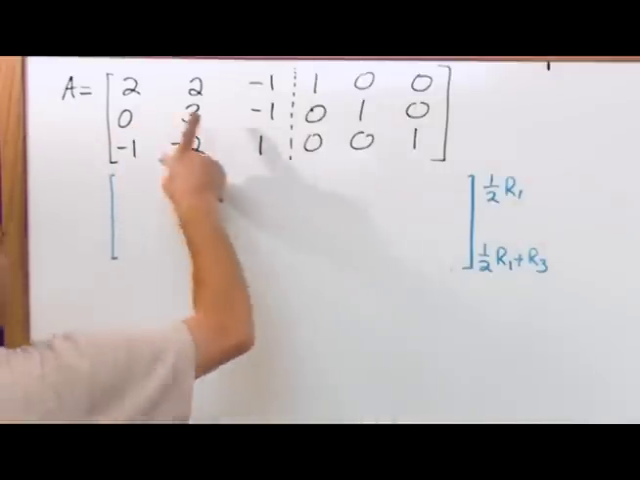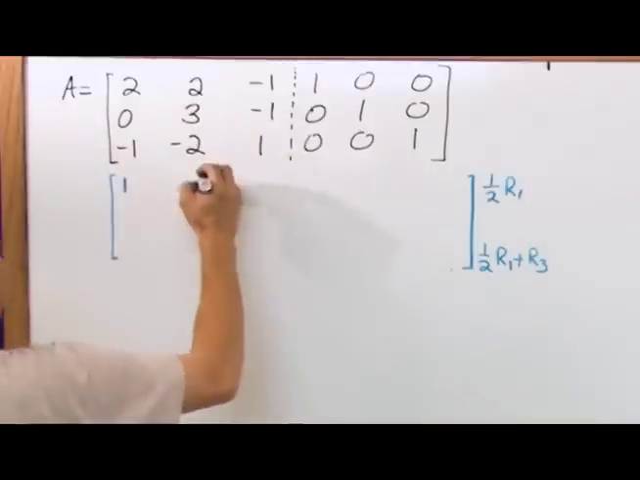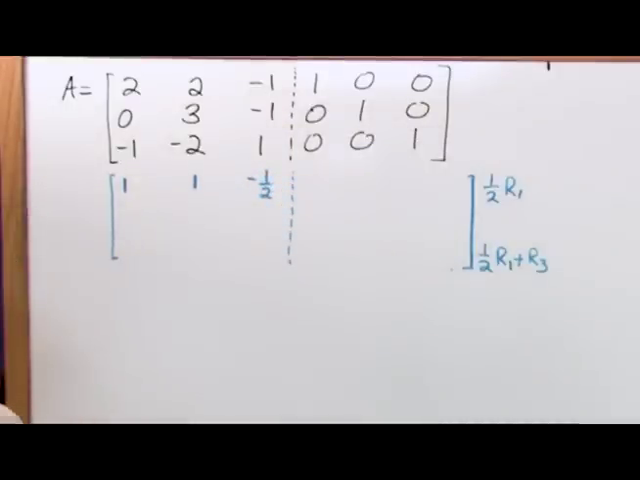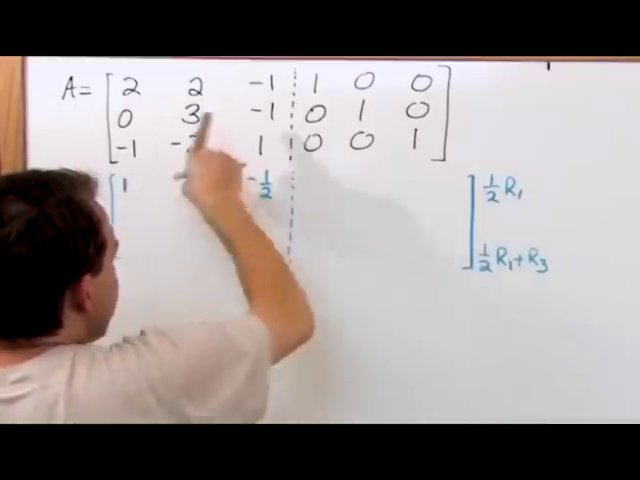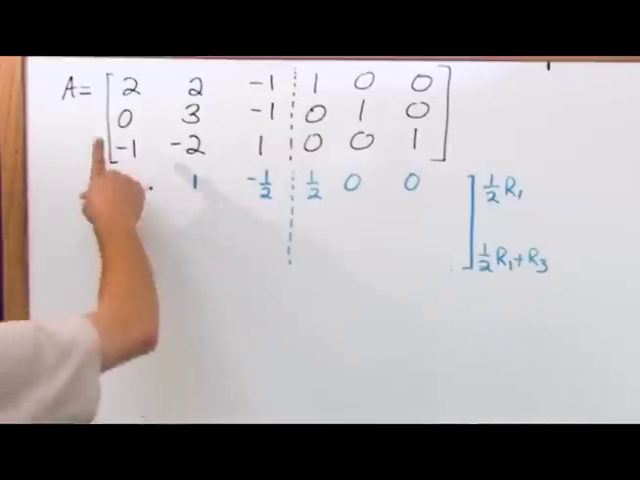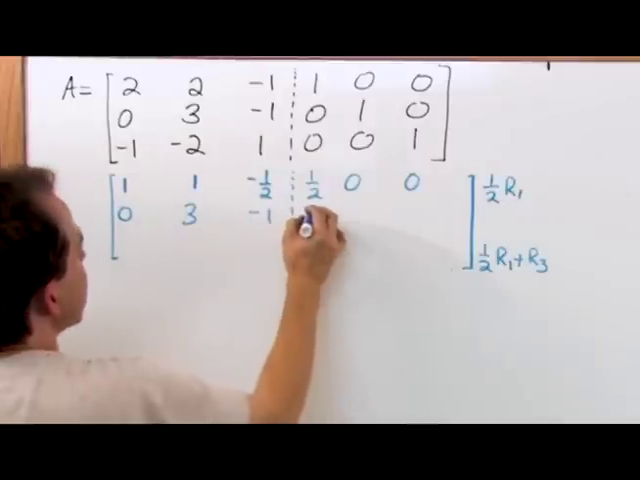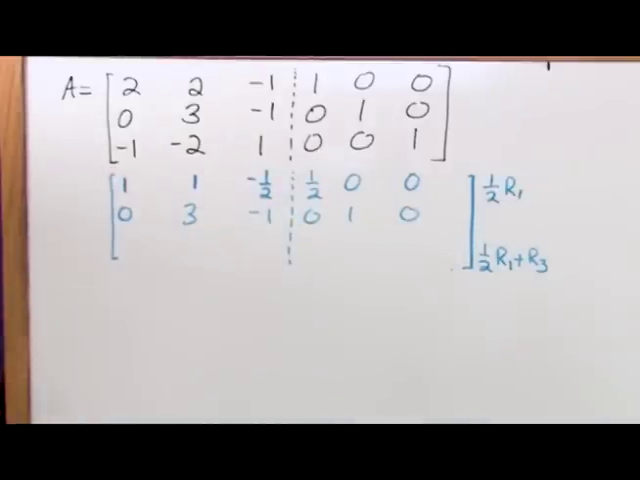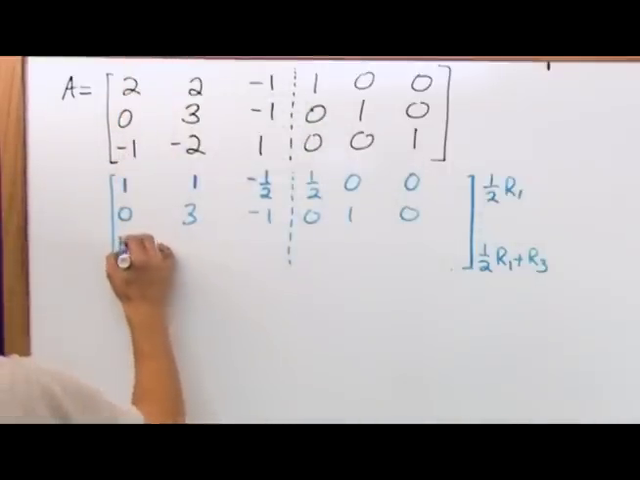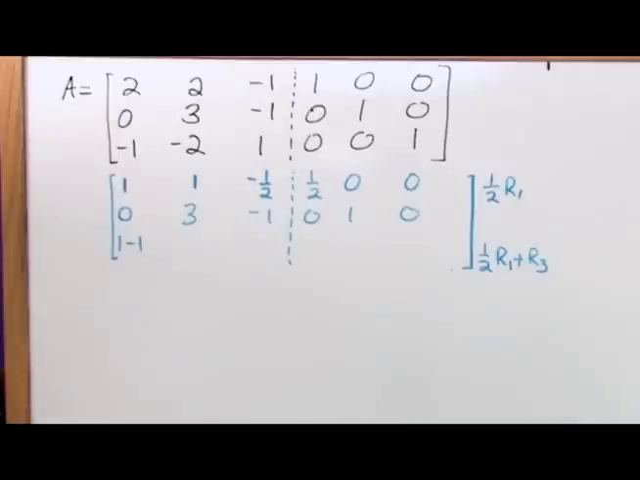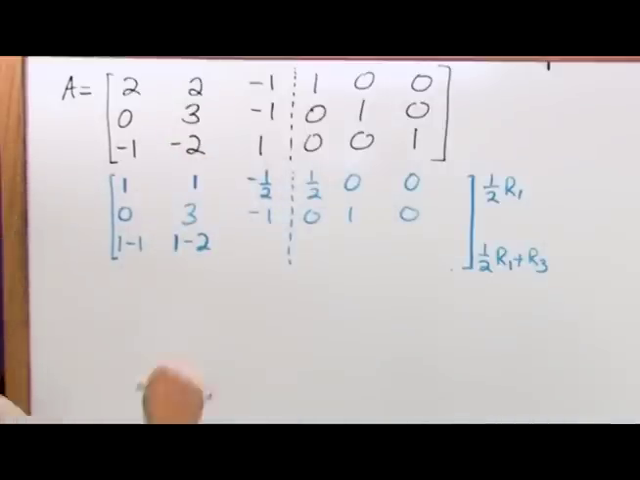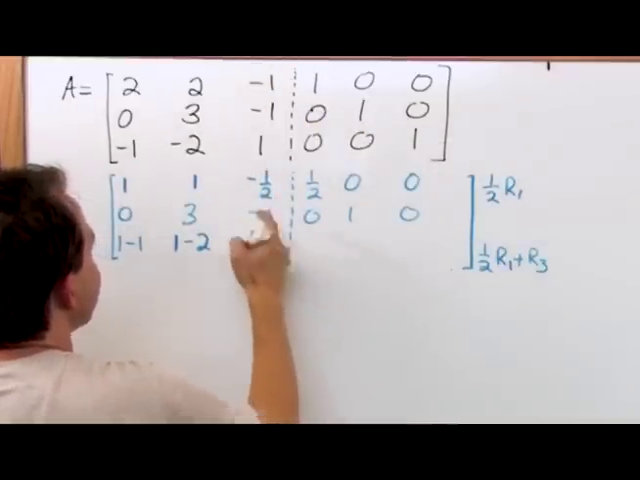Okay, so 1/2 of row 1: 1/2 of 2 is 1, 1/2 of 2 is 1, 1/2 of -1 is -1/2. Go ahead and keep your augmented little line here. You have to apply this to everything. So 1/2 of 1 is 1/2, 1/2 of 0 is 0, 1/2 of 0 is 0. Middle line stays the same: 0, 3, -1, 0, 1, 0. Third row, we want to do 1/2 of this plus this. So 1/2 of 2 gives me 1 plus the third row gives me that. 1/2 of this gives me 1 plus this, which gives me the -2 plus... 1/2 of this is -1/2 plus the 1 down here.